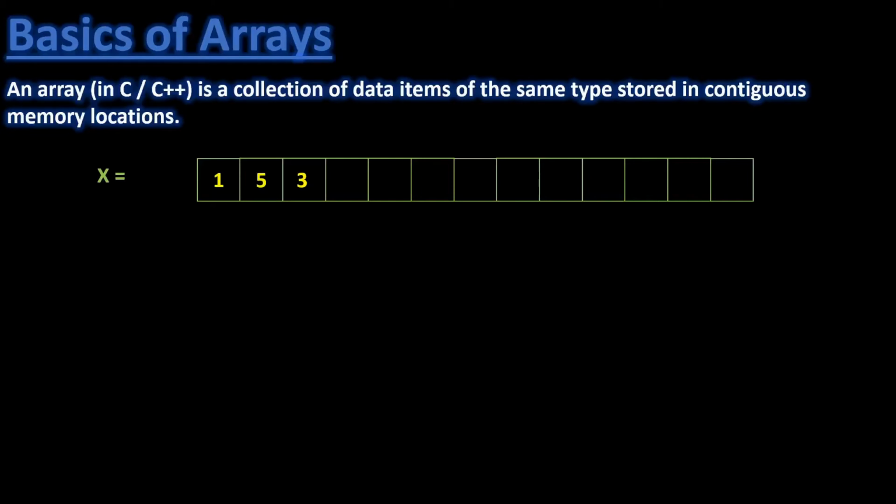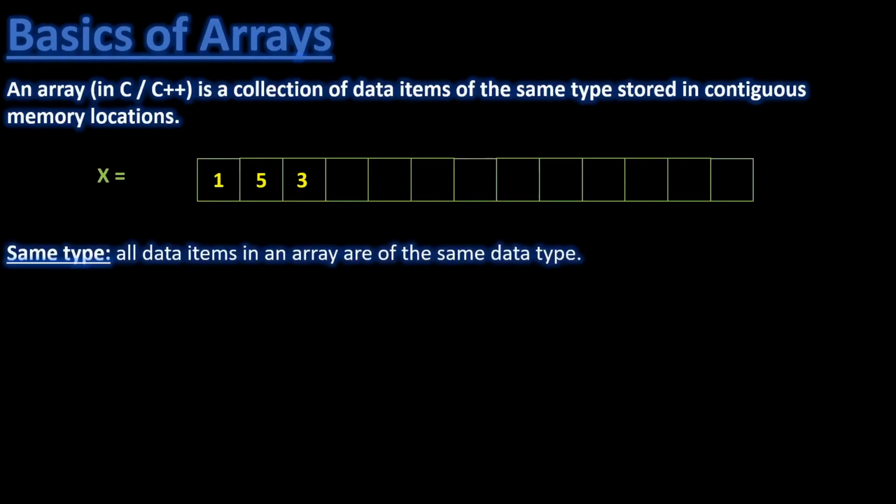Now in the above definition, I would like you to pay attention to a couple of things. First, the array is a collection of data items of the same type. What this means is that all data items in the array are of the same data type. This may be an integer, a character, a float, or any other data type. It could also be a user-defined data type.